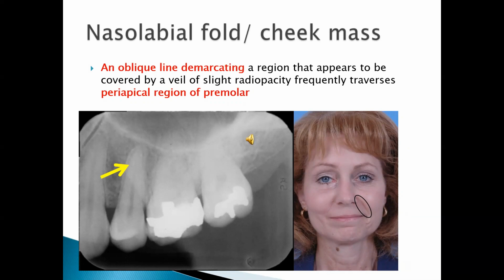Now this nasolabial fold is replicated in some intraoral radiographs as a radio-opaque line with radiolucent area in the front and radio-opaque area in the back, overlapping the molar anterior and the premolar area. So this is actually a soft tissue extraoral landmark which has a shadow on intraoral radiographs of that particular region.